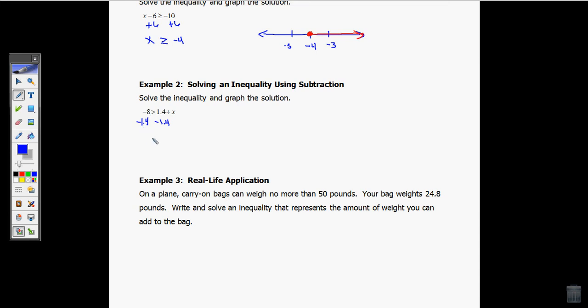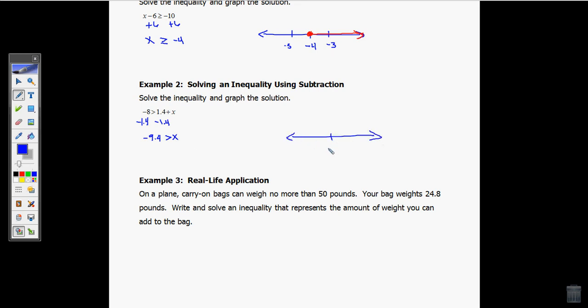You got to be careful with the negatives there. It's a negative number becoming even more negative. Negative 9.4. You got to keep the inequality sign. Don't start changing those into equals. And x. So again, I can graph this out.